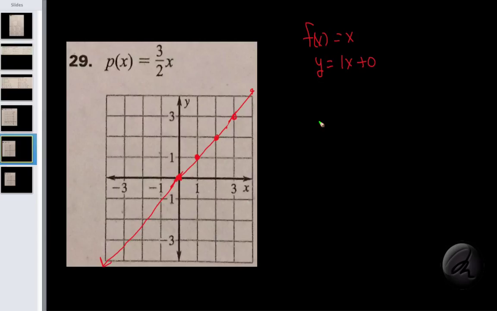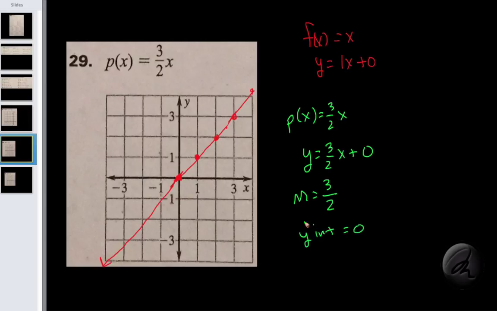Okay. All right. So now I'm looking at p of x equals 3 over 2x. So here's my slope, 3 over 2x, basically plus 0. So my slope is rise 3, run 2, and my y-intercept is 0. So I have the same starting point as my original graph. Now I go up 3, 1, 2, 3, and over 2, 1, 2. All right, so that's my line.